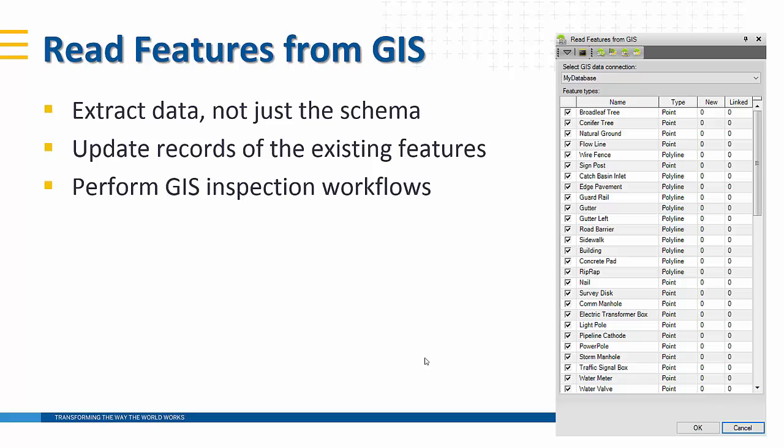In the GIS module, one of the biggest enhancements was the ability to read features from the GIS. As we released the GIS module in November of 2015, we were only able to extract schema, and in this release of TBC version 370, in addition to extracting schema, you can also extract data. This allows you to take those entire records to the field and do an update to these features, and then write the entire data back, which opens the ability for some new workflows such as GIS inspection.